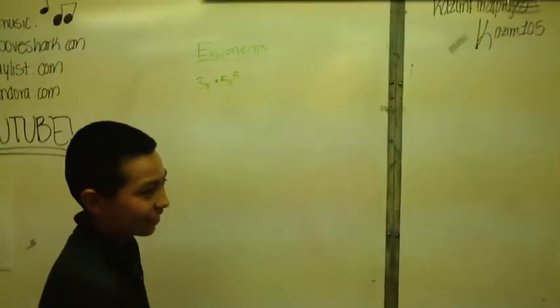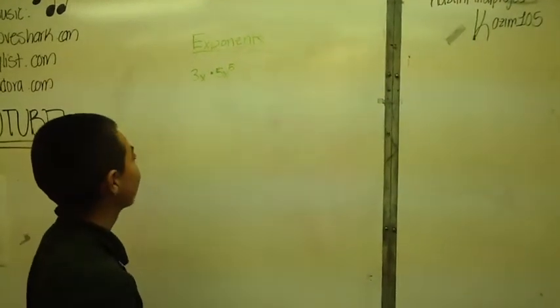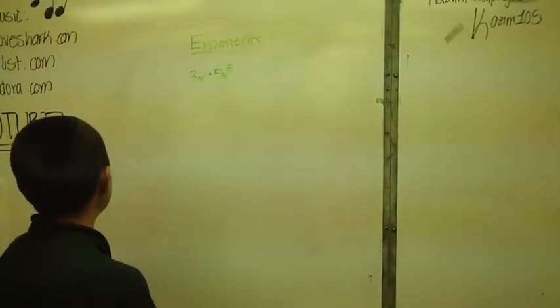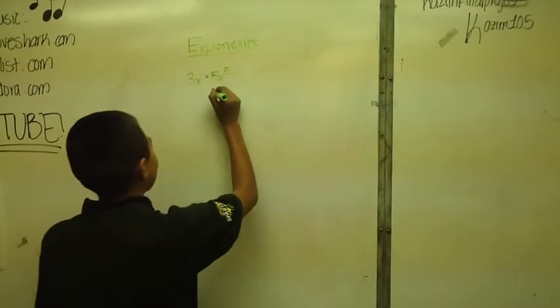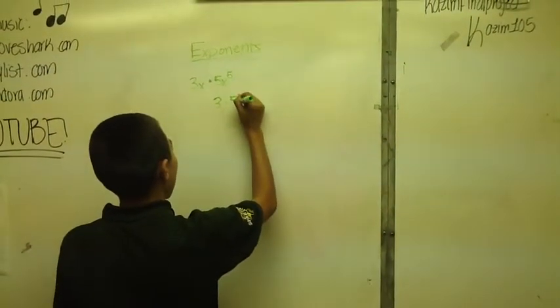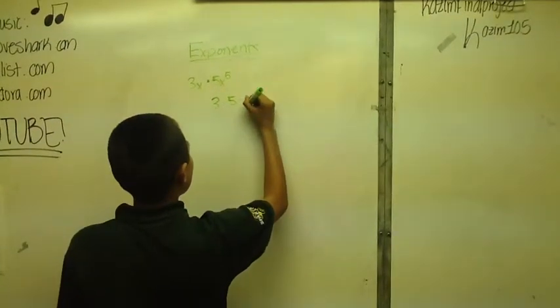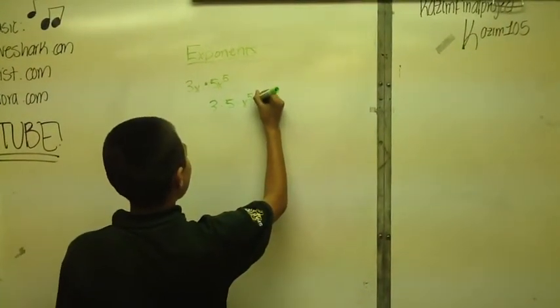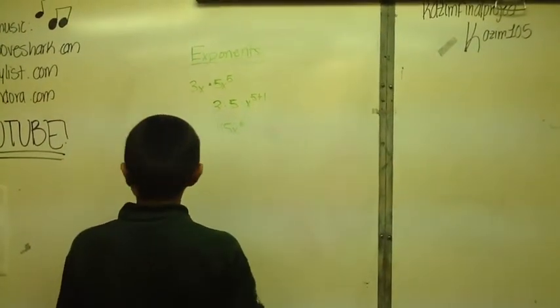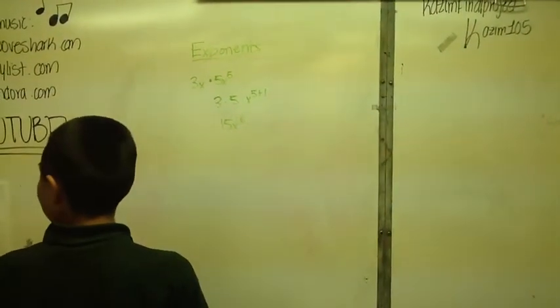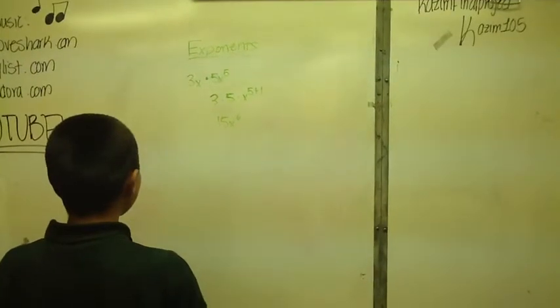Exponents. If you multiply those two numbers, what you have to do is you multiply the two main numbers, but the exponent stays the same. So you multiply 3x times 5x to the power of 5. It'll be 15x to the power of 6, since x doesn't have a power.